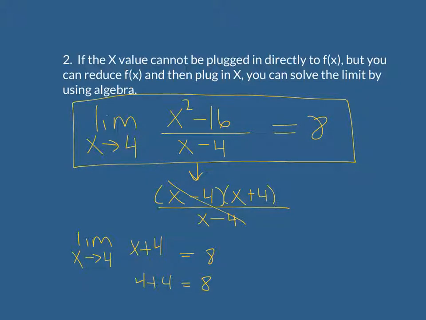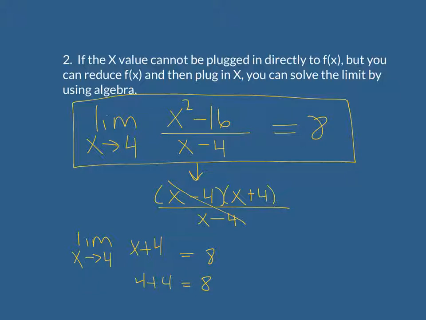It does not mean that the function equals 8, because the function is undefined at that x value. What it means is that as x gets closer and closer to 4, the f of x value gets closer and closer to 8. Now it will never actually equal 8, but that's what it approaches. All right, we're going to look at the last method here, and you can actually use the last method for this process as well if you're having trouble reducing.